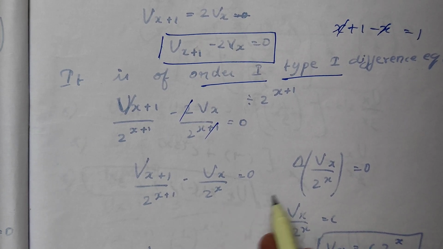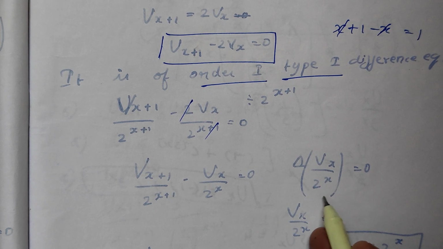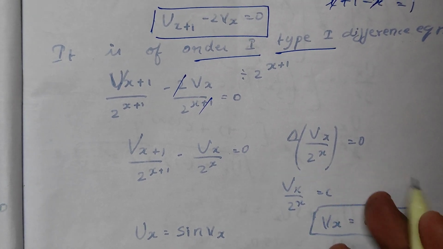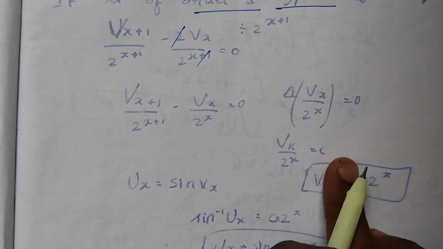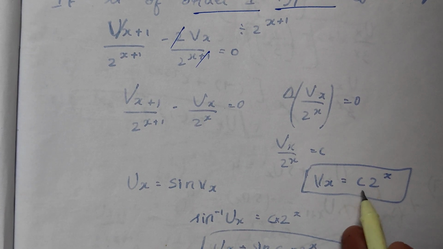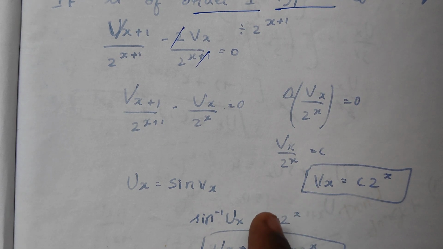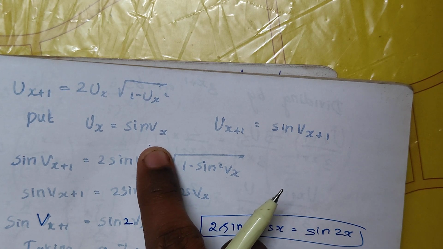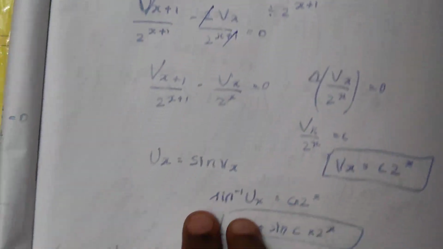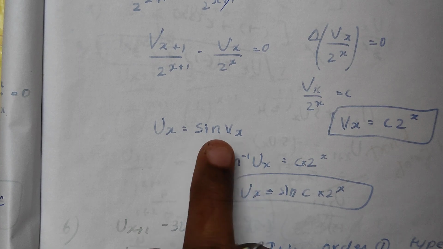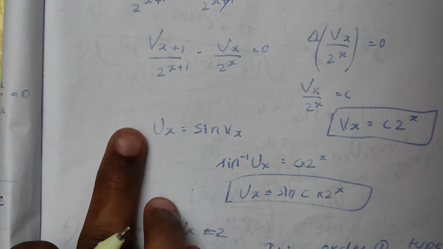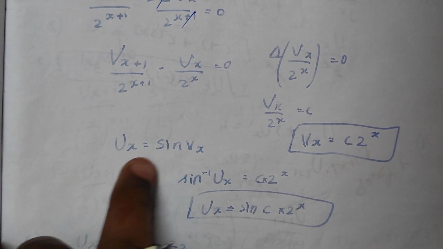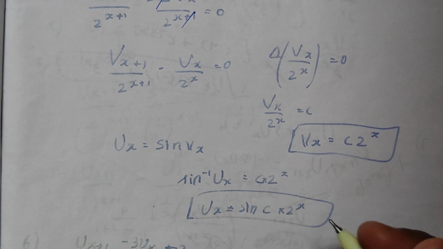It is of successive difference, so you can take it like delta v_x divided by 2^x is equal to 0. Bring this delta to this side, it will become c, and bring this 2^x to this side. So v_x is equal to c into 2^x will come. After that, what you have taken is u_x is equal to sin v_x, right? Keep this v_x on this side and bring this sine here. So it will become sine inverse of u_x is equal to v_x.